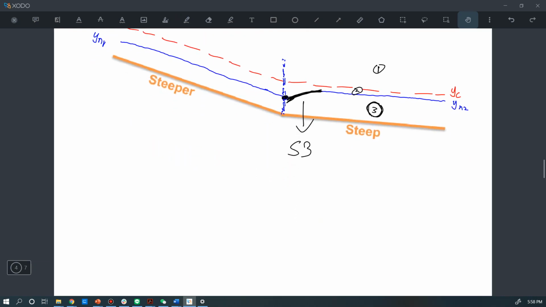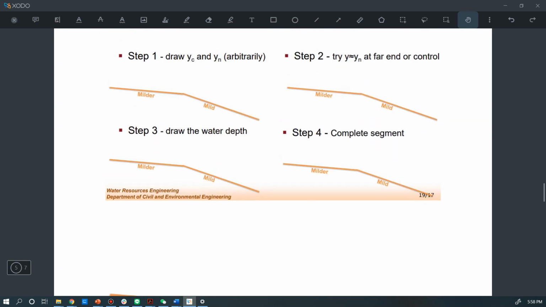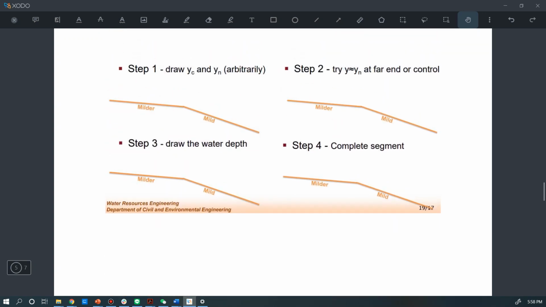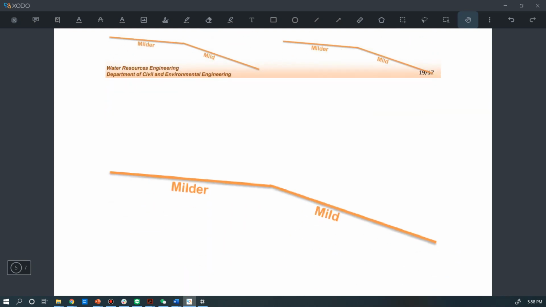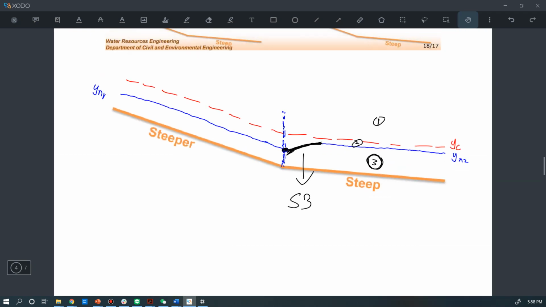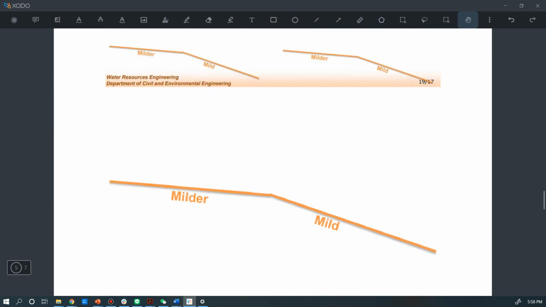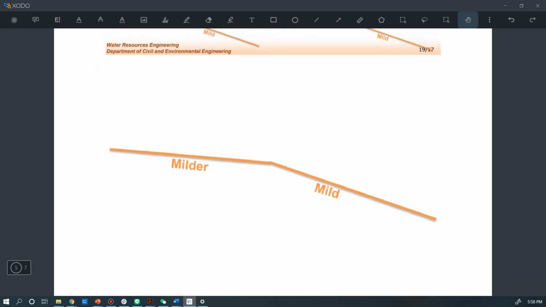Now let's move on to the next one. Here we will similarly follow these steps, but I want to show you in a larger plot here. Here, instead of a steeper channel to a steep channel, we have a channel from a milder channel to a mild channel, which means the slope becomes steeper in this case, but it's still a mild channel. So let's follow the same steps. Let's plot the critical depths out, because the critical depths will not change.